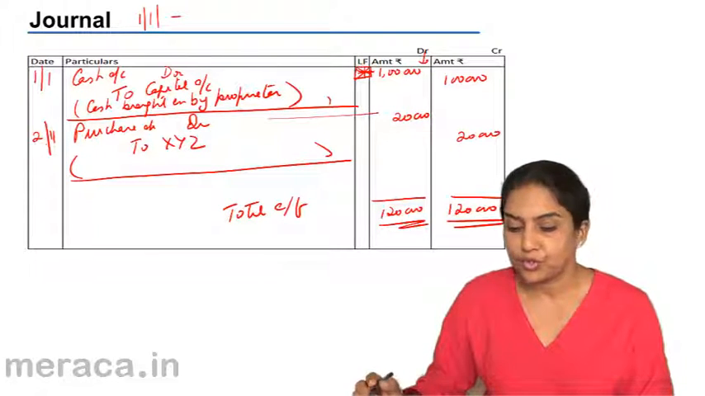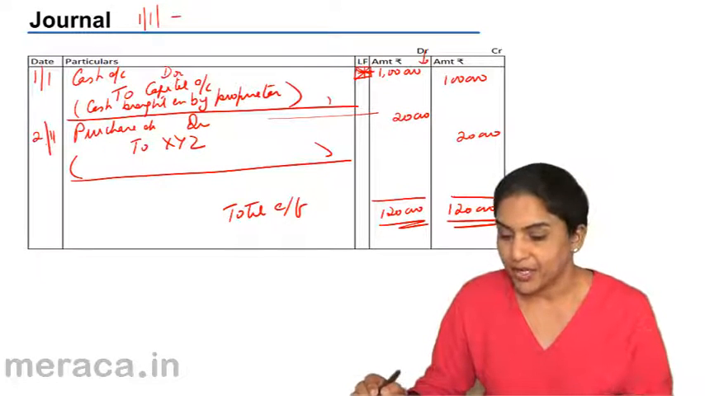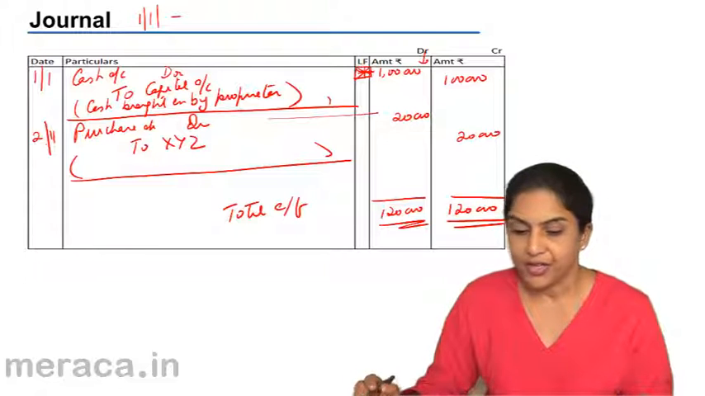So once we know the rules of journalizing, using those rules, we prepare the journal like this. First time business transaction is recorded in the journal.